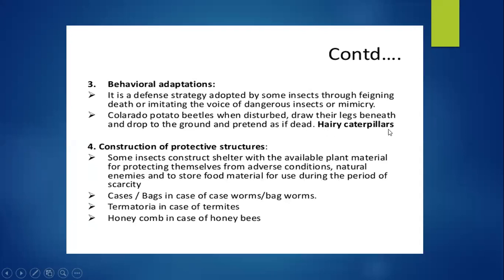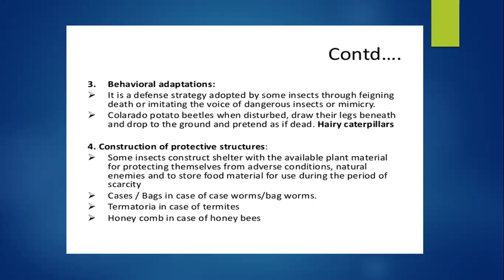Hairy caterpillars, for example. When disturbed, what do they do? They draw their legs beneath and drop to the ground, pretending they are dead. That means acting is also seen in these insects. So mimicry is seen: they imitate the voice of other dangerous insects, they mimic the environment, and they pretend to be dead. These are the behavioral adaptations seen in certain kinds of insects. Construction of protective structures: some insects, what do they do?